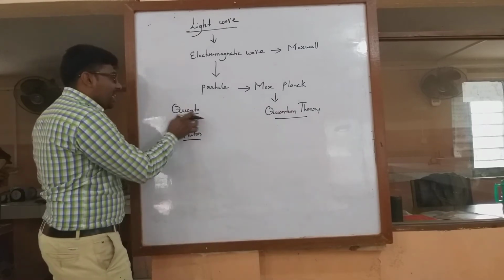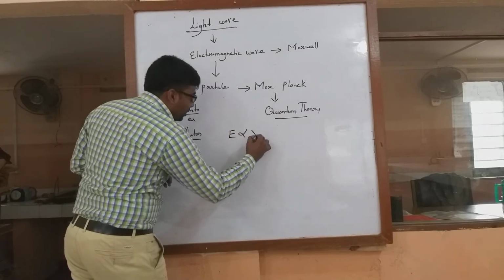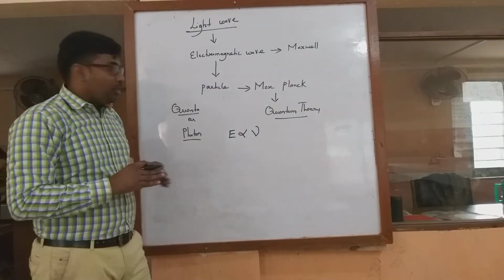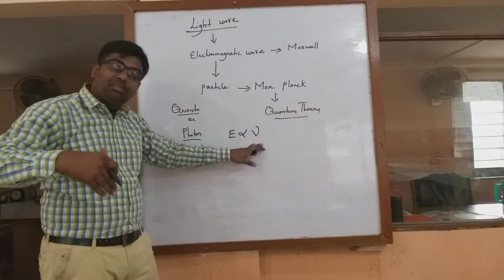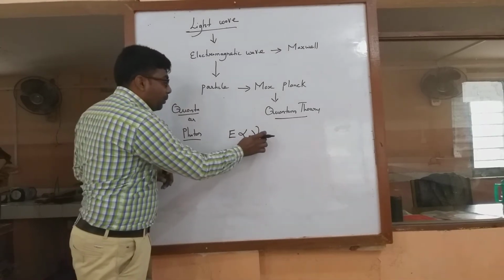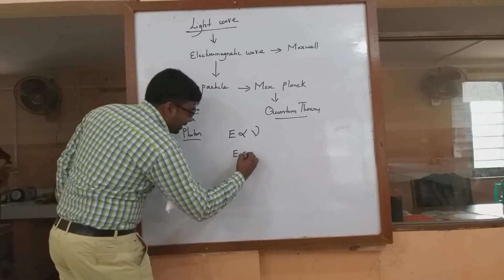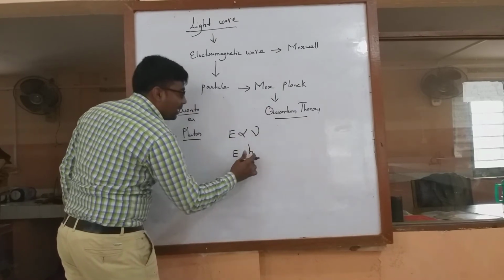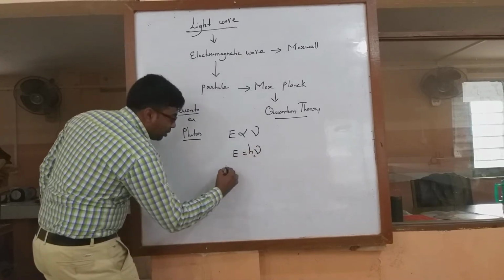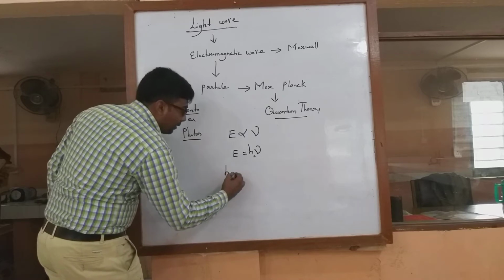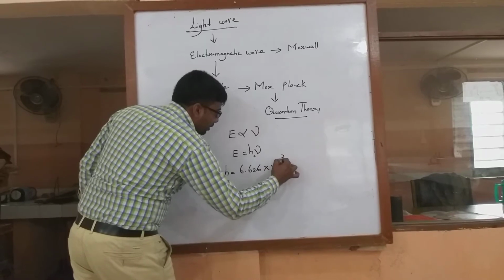So light is emitted in the form of discrete packets of energy called quanta or photon, and each photon, or simply each quanta, has an energy that is directly proportional to the frequency of the radiation. So the energy of the radiation is directly proportional to the frequency of the radiation. Now this will be equal to a constant, and that constant was given by Planck, and hence we call that Planck's constant. So E is equal to h nu, where h stands for Planck's constant, and experimentally it was proved that the value is 6.626 into 10 power minus 34.